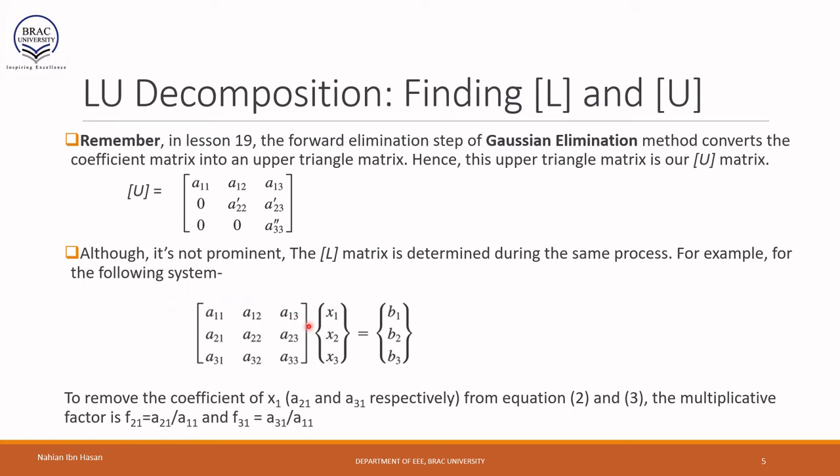So to remove the point below the primary diagonal, the multiplicative factor is A21 divided by A11. And similarly, to remove the term A31 from this matrix, the multiplicative factor was A31 divided by A11. So these were the two multiplicative factors that were used to multiply the first equation and then subtract from the second and third equations. And finally, we can remove these two terms below the primary diagonal.